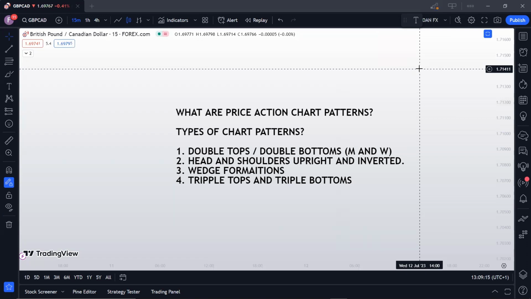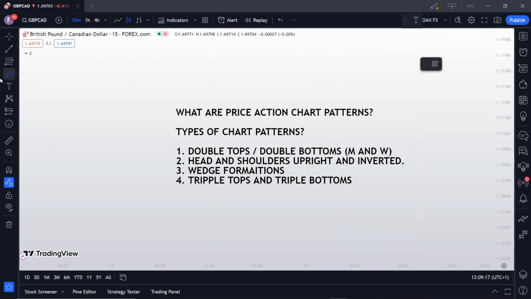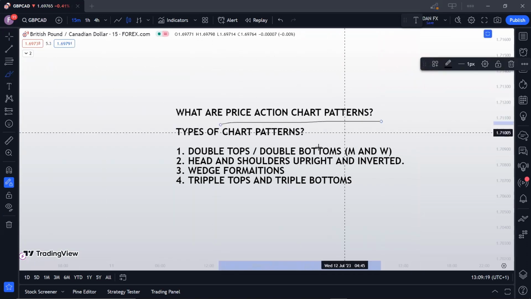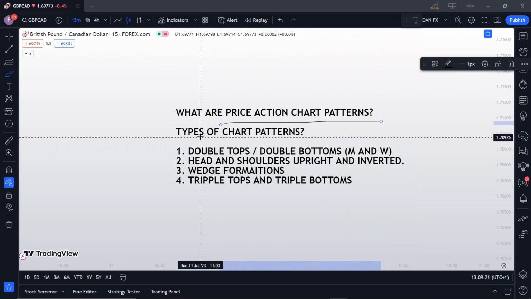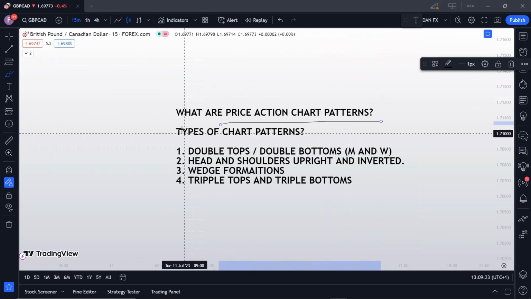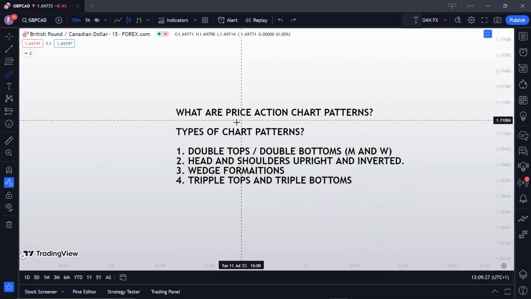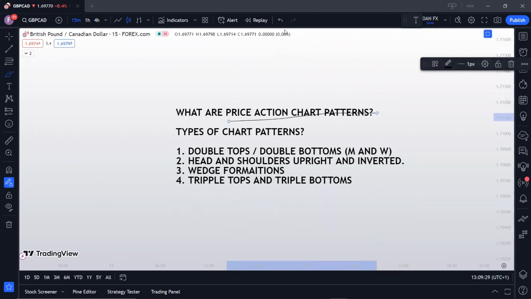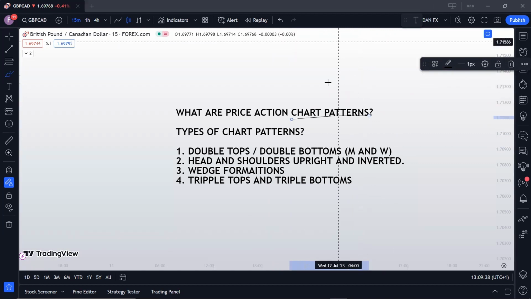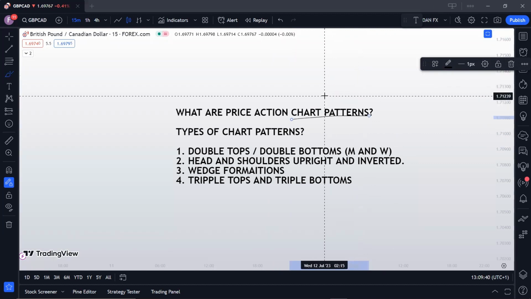In this video, we're going to be talking about price action patterns, chart patterns based off of price action. And I'm going to be explaining the types of price action patterns that you can see on the chart. And first of all, we have to know what price action chart patterns are. Chart patterns are basically patterns that show up on a frequent basis in the market that help us to predict, or try to predict, where the market would go.